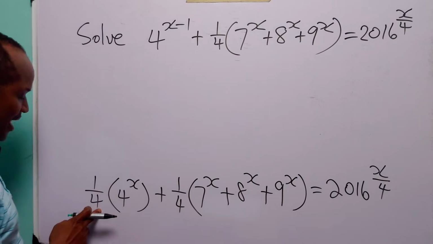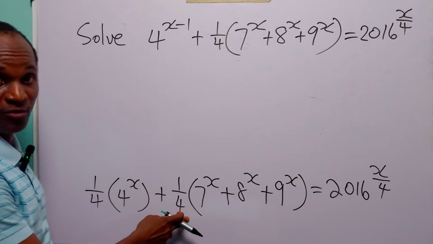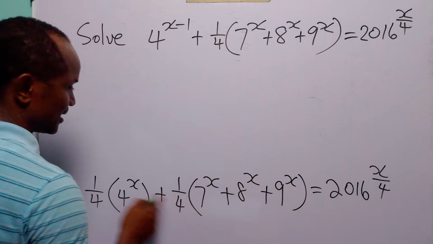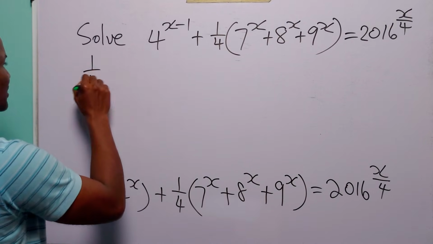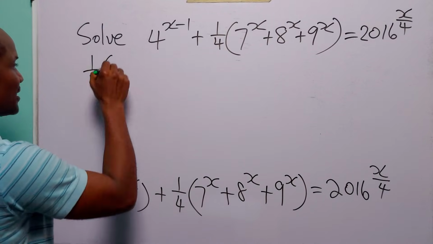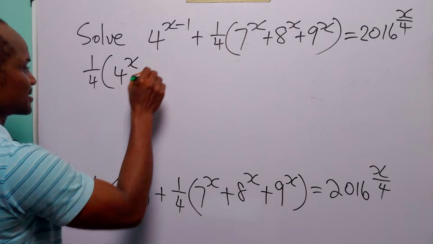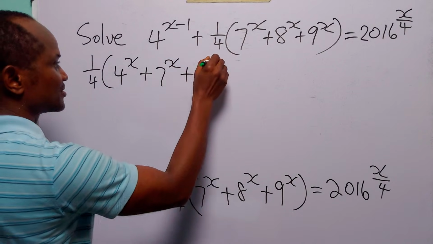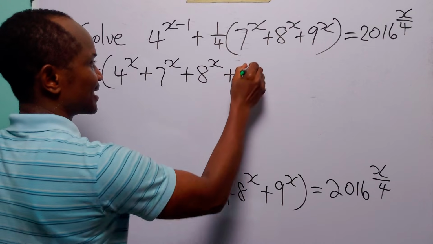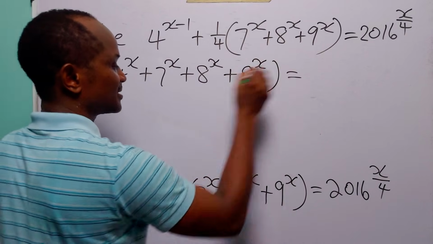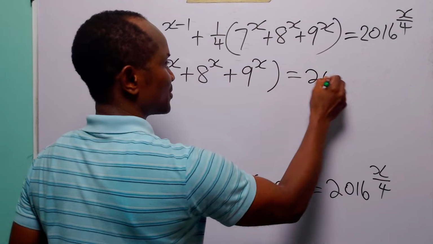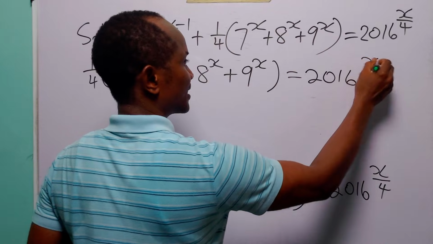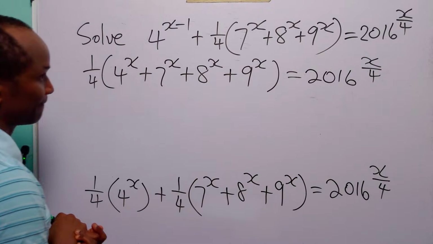Now, notice that here we have 1 over 4 and here we have 1 over 4. So we can factorize. The left-hand side of this equation can be written as 1 over 4 into 4 to the power x plus 7 to the power x plus 8 to the power x plus 9 to the power x, and this is equal to 2016 to the power x over 4.